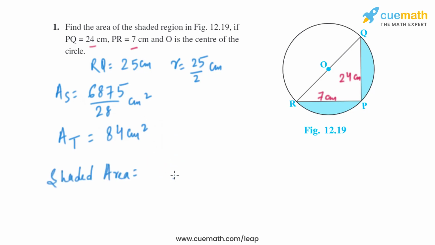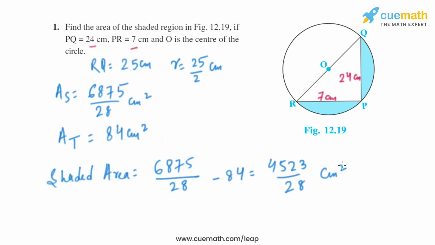Now on subtracting the area of the triangle from the area of the semicircle, we'll get the area of the shaded region. So it will be 6875 divided by 28 minus 84. And on solving this, we'll get the shaded area as 4523 divided by 28 square centimeters.